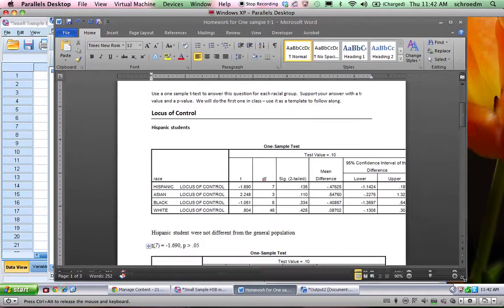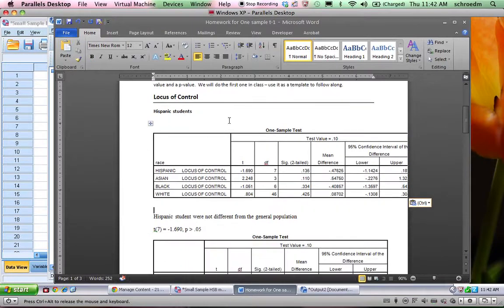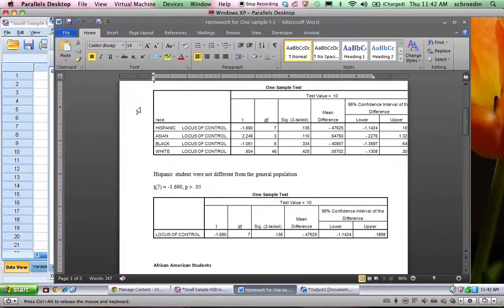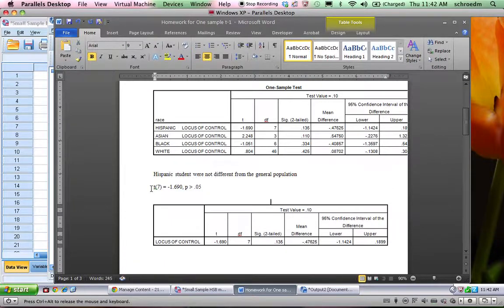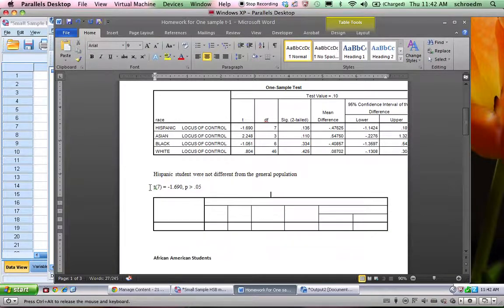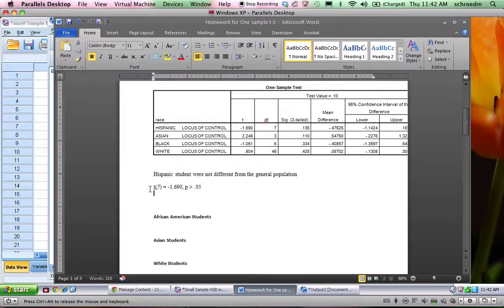And this is providing me my statistical evidence. And we're going to break it down like this. Basically, what I want you to do for each one is first write the null about the population that I'm wondering about. And I'm wondering about Hispanic students.